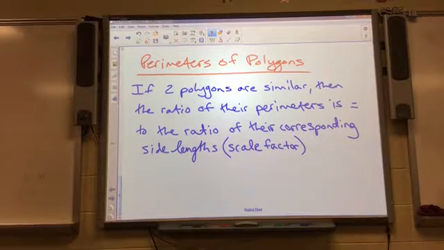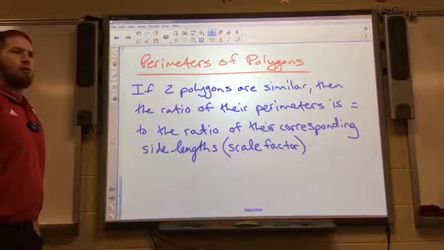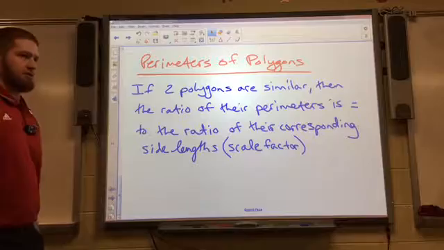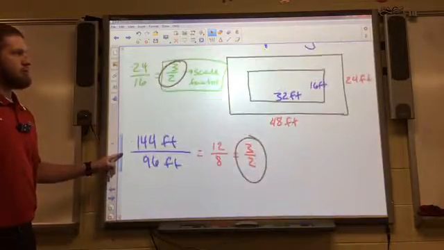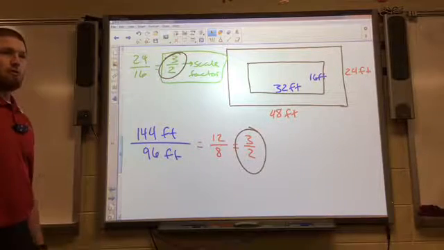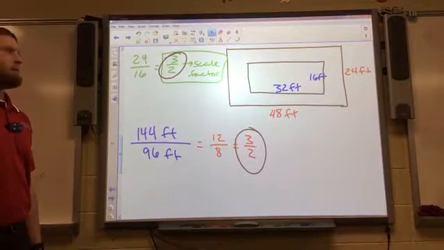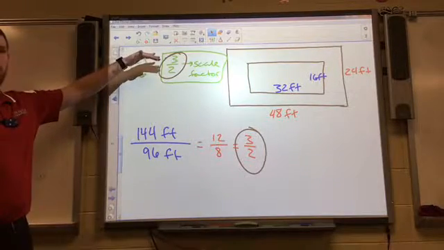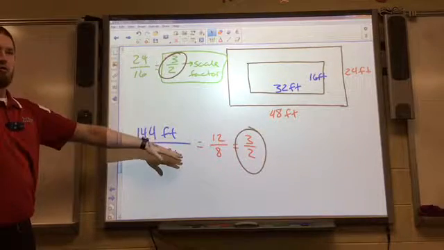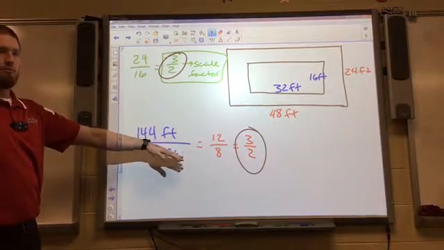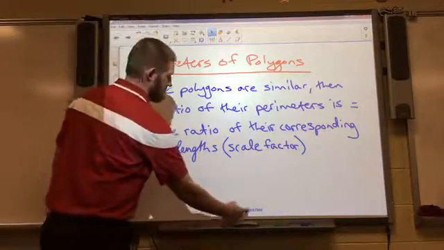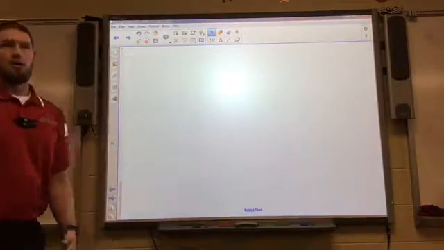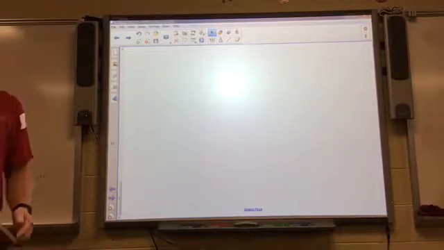Everybody have that down? Now, I'm not going to do another example with that because the example that we really needed was this previous one. Right there, I proved that that works, right? And that'll work every single time. If you can find your scale factor, then you already know the ratio of your perimeters. So just be aware of that. The last example I want to do, a lot of you are probably going to think is pretty easy.